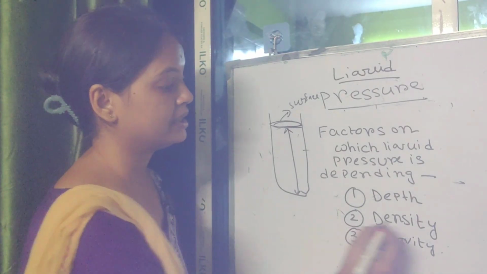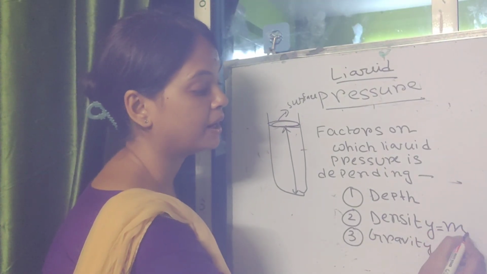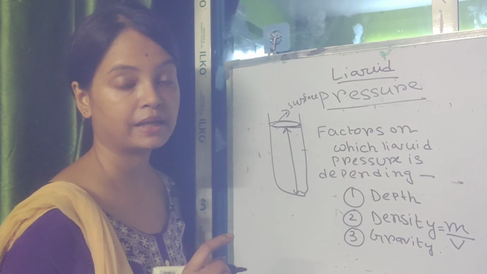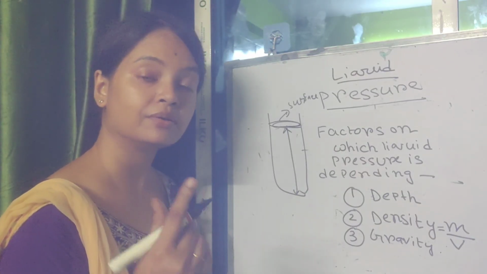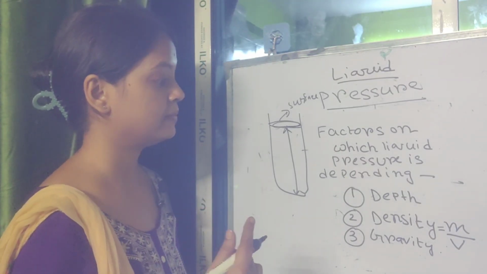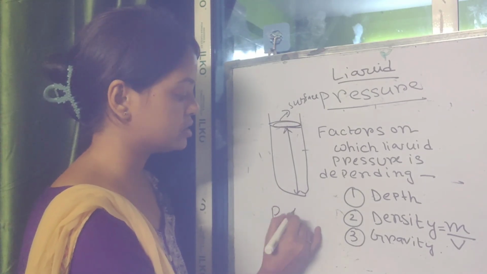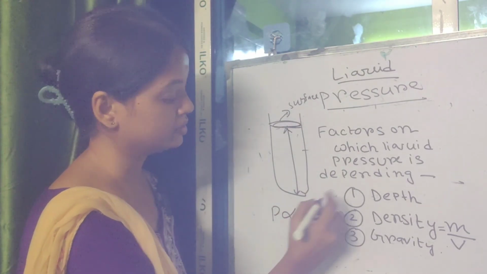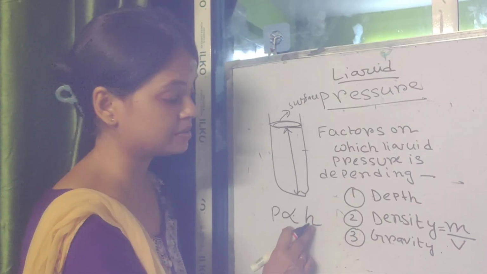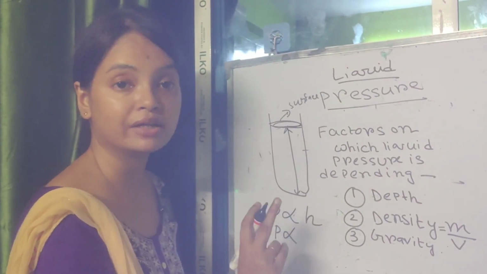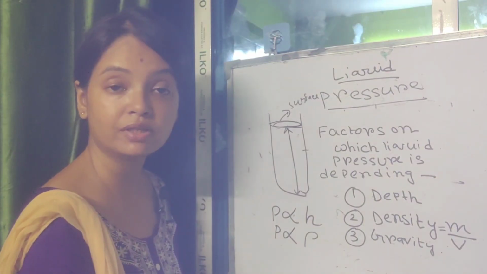The second factor is the density of the liquid. Density means mass per unit volume. If the density is increased, the pressure will also be increased. We can represent the depth by H. Pressure is directly proportional to the density of the liquid.